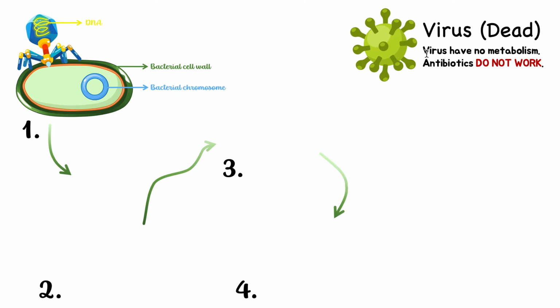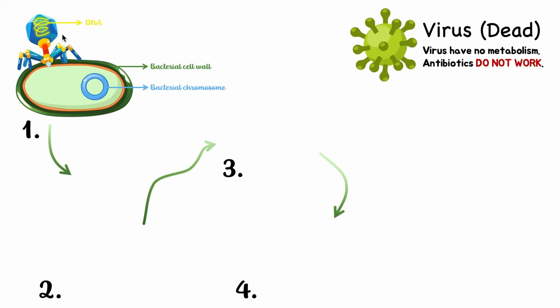We're talking about viruses. So a virus is dead, okay? A prokaryotic cell is alive. A virus is dead. It has no metabolism. Antibiotics do not work. I just told you that. Okay, why? What's happening here? Why can't we just take this thing to kill viruses? Because viruses work like this.